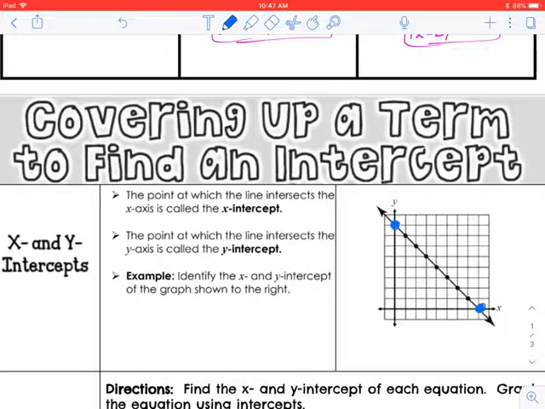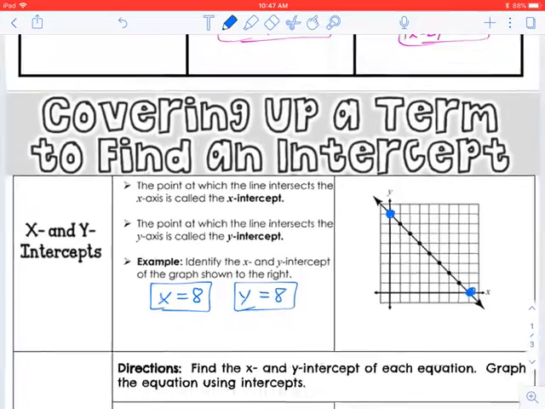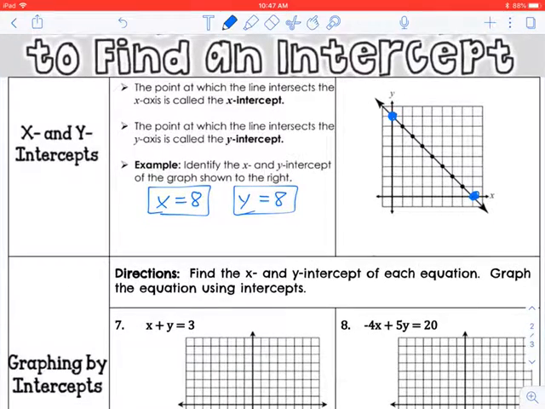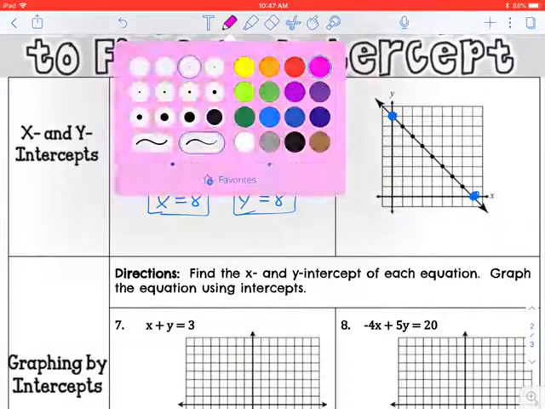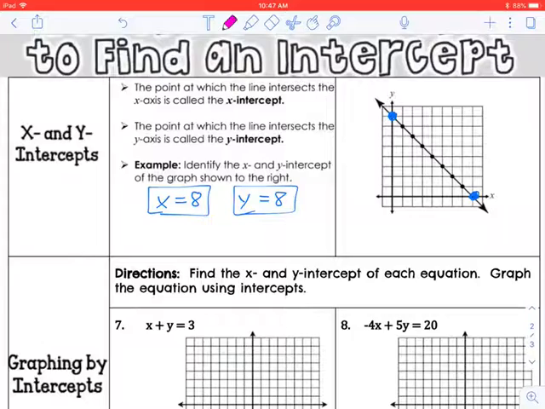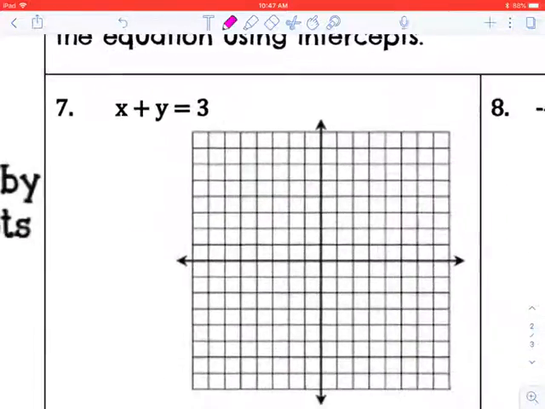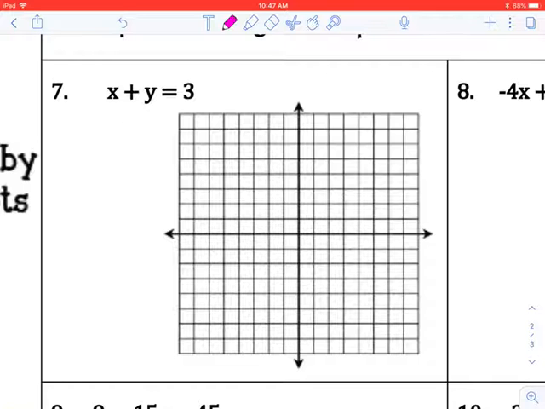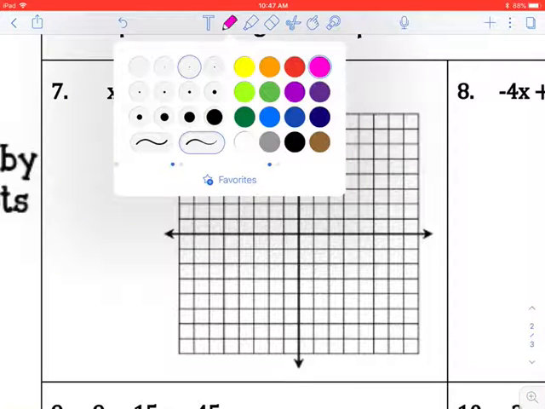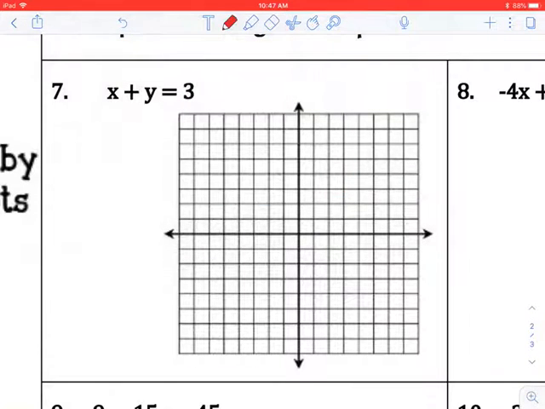Okay, so for example, identify the x and y intercept of the graph shown at the right. X equals 8, y equals 8. Okay. So to find that, we got to go ahead and cover up the other one. Okay. And so how that works is we go ahead and look at our graph, and I'm going to cover up the one I'm not really looking for. Okay. So the first one I'm going to cover up is the y.